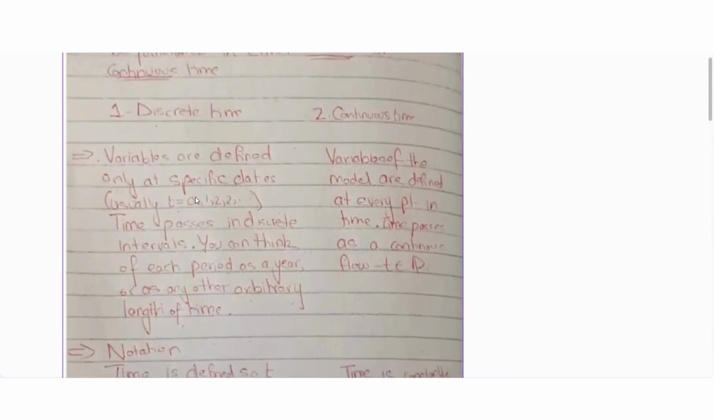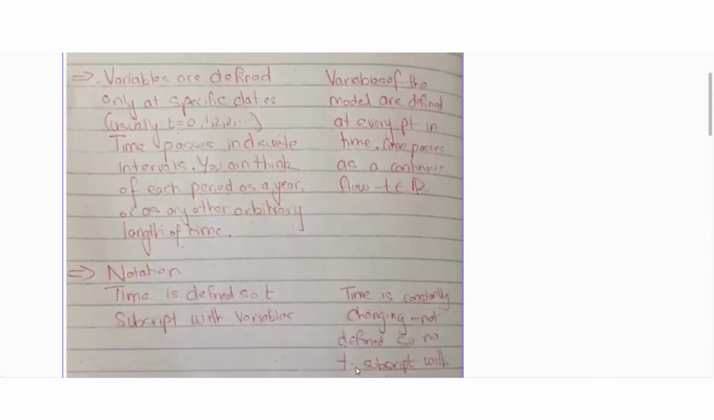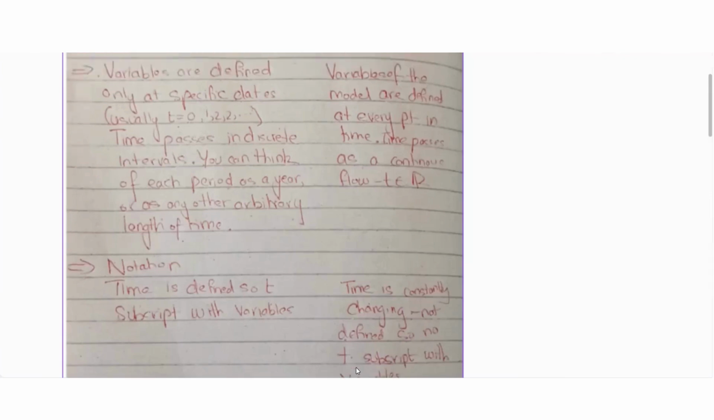So in discrete time, variables are only defined at specific dates, so you have a t subscript with your variables. When you write y, for example, you write it with a t subscript, y_t. But in continuous time, time is constantly changing. Variables are defined at every point in time, passing as a continuous flow. So we do not have a t subscript with variables when we're modeling a Solow model in continuous time. Instead of using y with a subscript t, we'll just be using y.